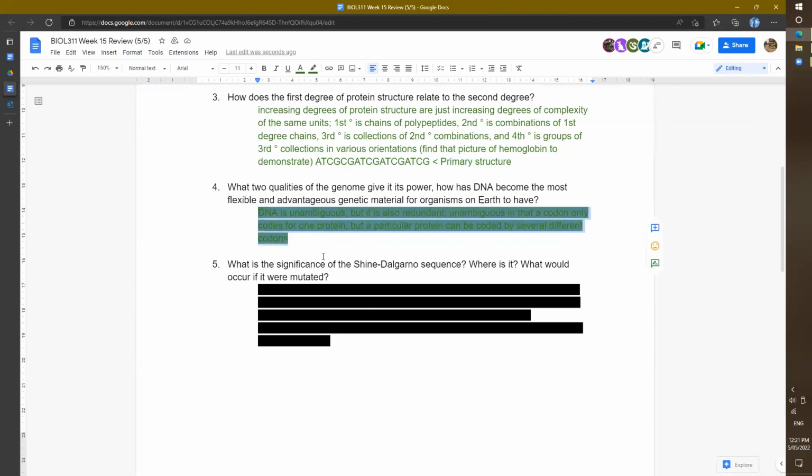Okay, so if we have no other questions, let's move on to number 4. What two qualities of the genome give it its power? And when I say power, I'm asking what about DNA has made it such an advantageous and flexible molecule such that the most dominant organisms on Earth throughout Earth's biological history have used DNA as their genetic material? This is also a recall to Bio 213, but we did mention it in class on Tuesday.